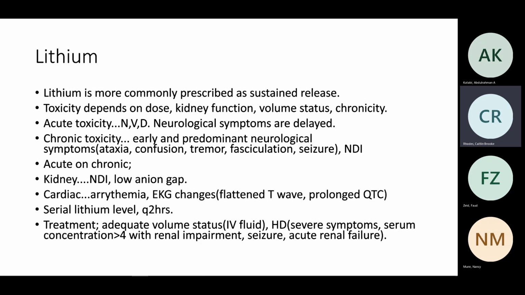The toxicity depends on kidney function, the dose, and volume status; if he is dehydrated he is at high risk, and on chronicity. Presentation can be acute, chronic, or acute on chronic. Acute toxicity mainly presents with GI symptoms, because there is no time for lithium to penetrate the neurons; the neurological symptoms are delayed. If it's chronic, they usually come early with predominantly neurological symptoms: ataxia, confusion, tremor, fasciculation, seizure. Acute on chronic presents with a combination of acute and chronic symptoms.